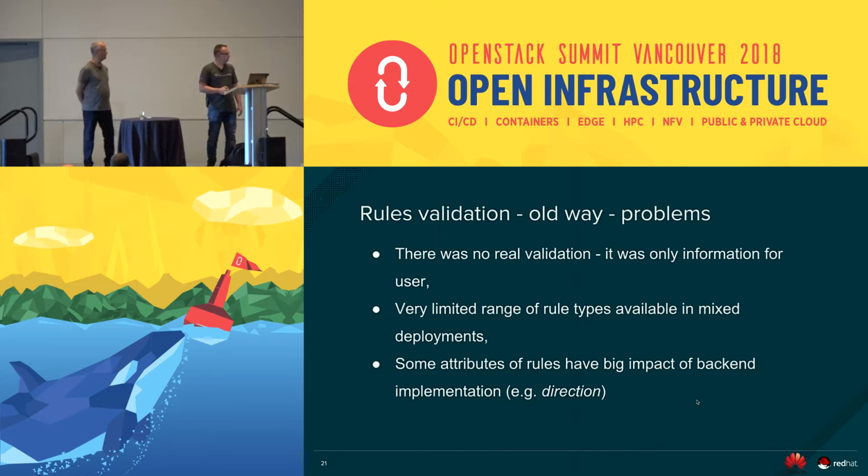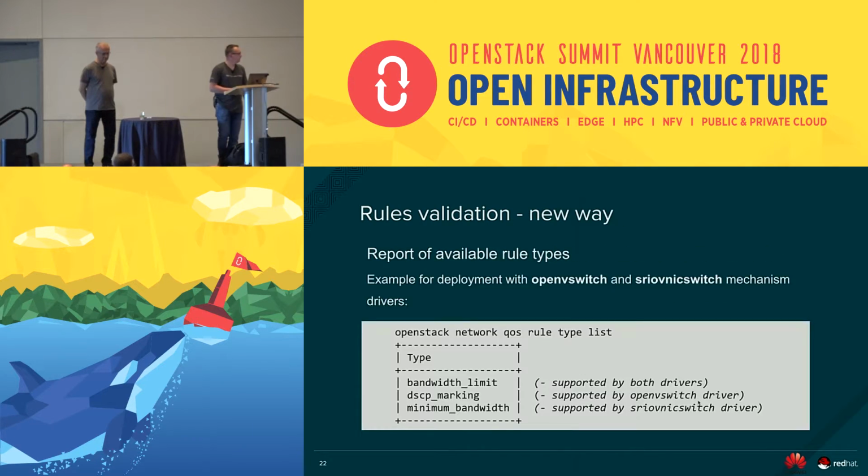And third thing was that when we started working on Ingress bandwidth limiting, we realized that for the same rule type, there are attributes which can completely change the character of this rule and how it's handled by backends, like direction, for example. So we also need some kind of validation to check if this rule type with specific attributes is supported by the driver or not. So we created a new validation way and new API calls.